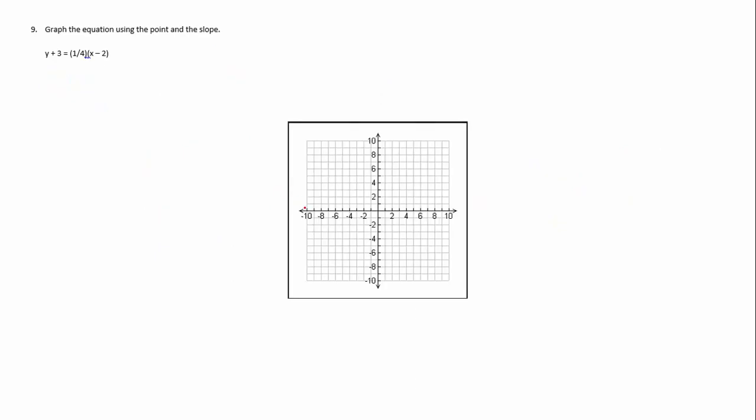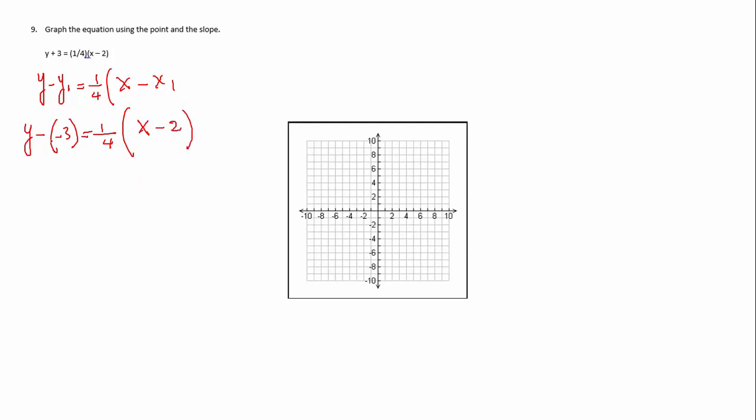Graph the equation using the point and the slope. Okay, so let me compare this again. y minus y1 equals 1 over 4 times x minus x1. Notice here I don't have a minus, I have a plus. So what do I do? I change it to minus negative 3. Here I already have a minus, so I don't have to change anything. I just leave it as x minus 2.